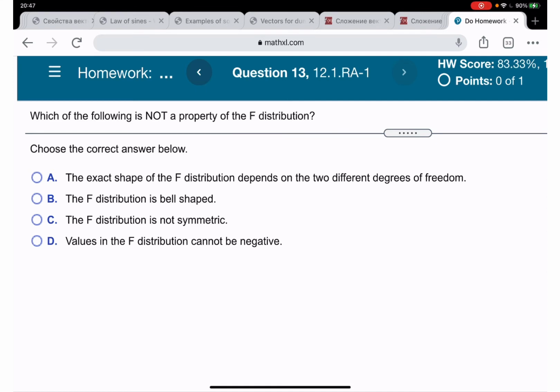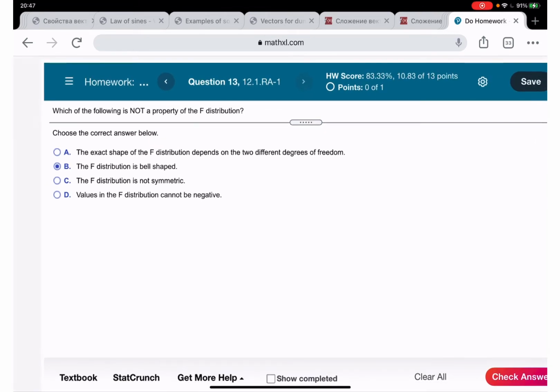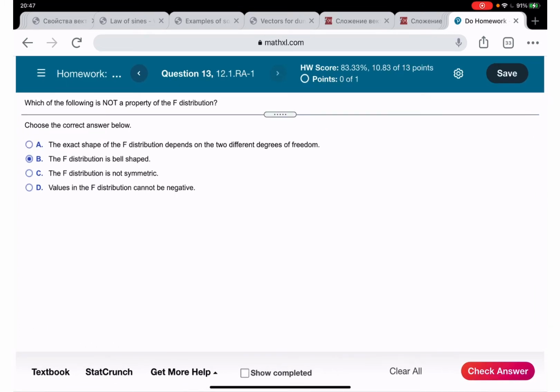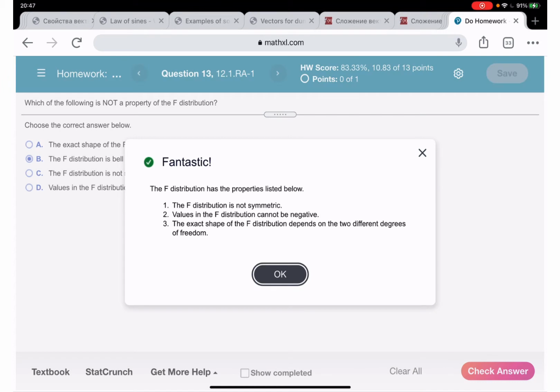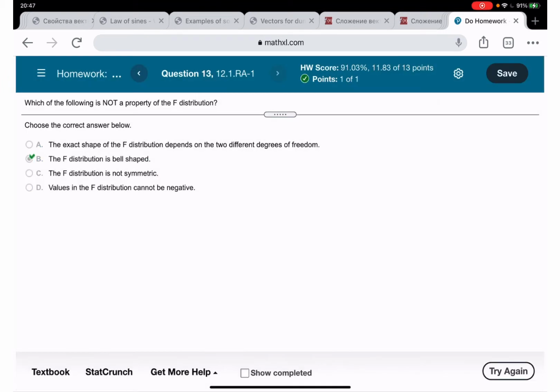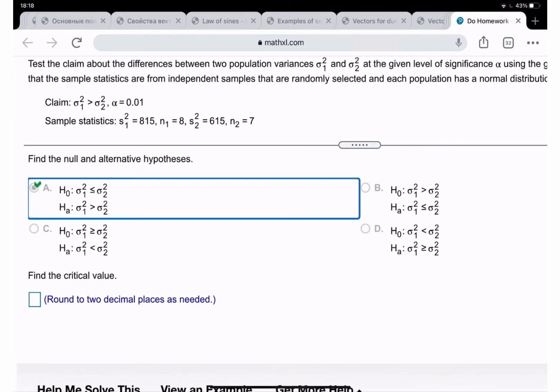Which of the following is not a property of the F distribution? I'm staring right now at this answer, and it's so obvious that the F distribution is bell-shaped. That's just not true. The F distribution is not bell-shaped. Okay, I'm done with this problem. Let me check. All right, we are good. So see you in the next video.